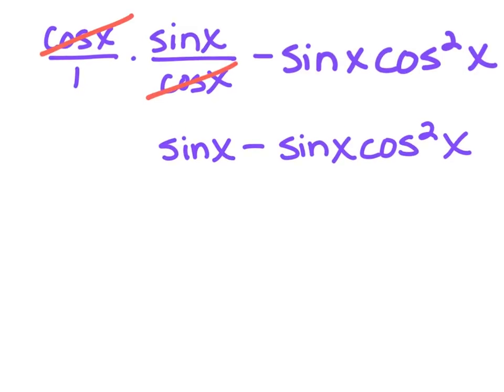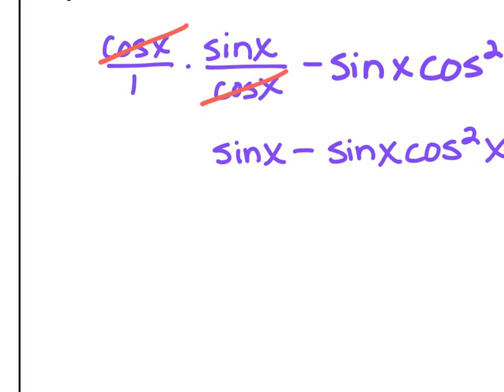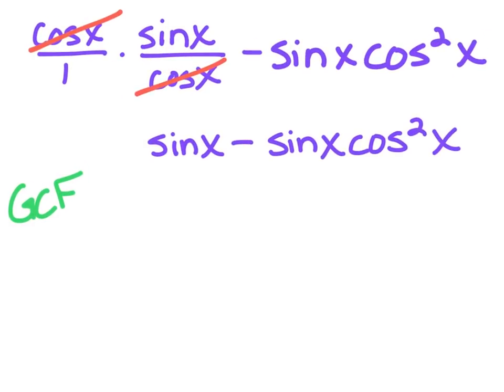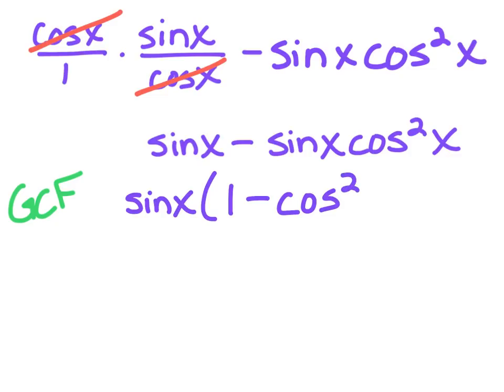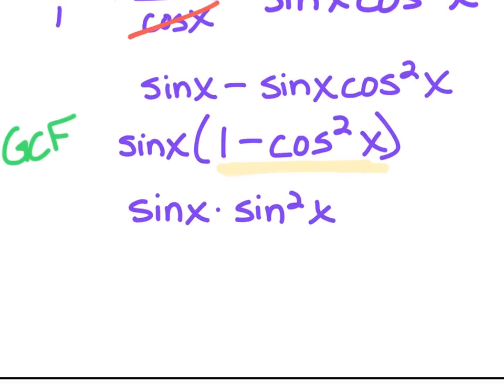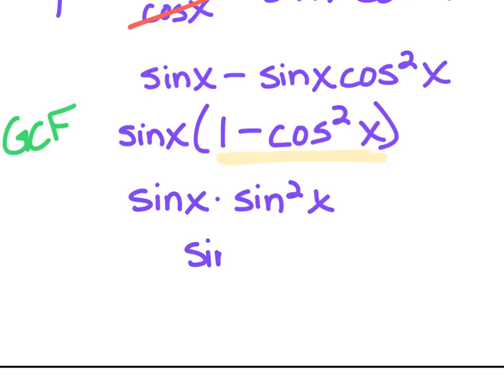Now I see that I have another GCF. That is sine of x. So I'm going to factor out sine of x. That leaves me with 1 minus cosine squared of x. 1 minus cosine squared of x is sine squared of x. So I have sine of x times sine squared of x. And my answer is sine cubed.